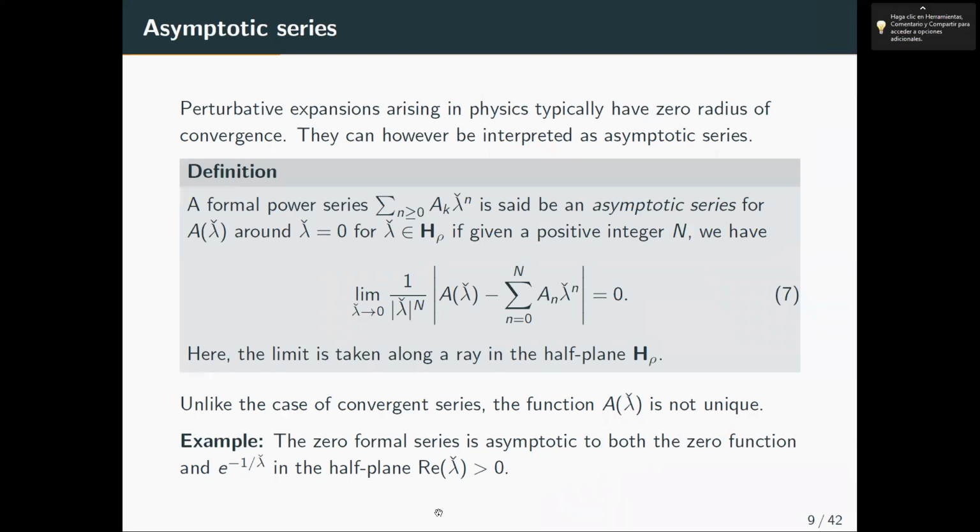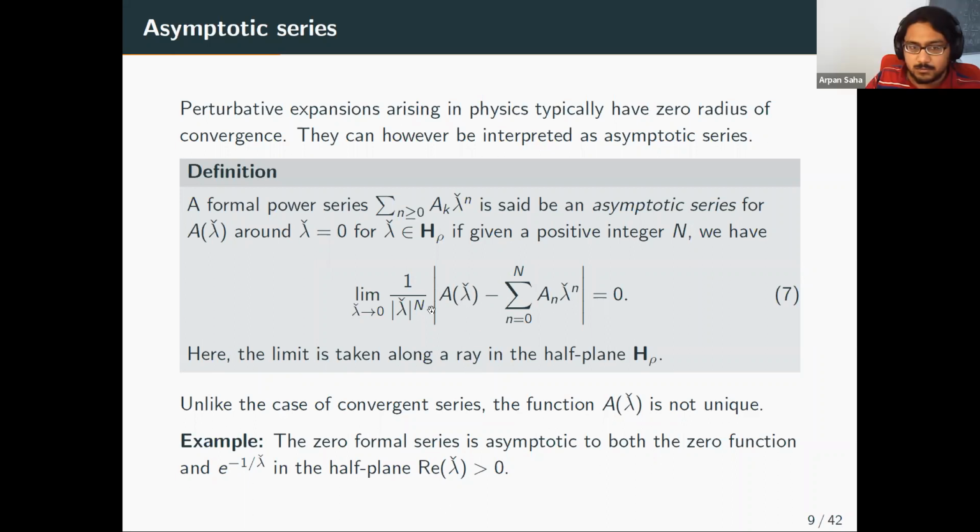And how is that related to the definition of resurgence? The way it factors into this definition is that the identically 0 formal power series, where all the a_n are 0, is an asymptotic series both for the 0 function as well as e to the power minus 1 by lambda. Arpan, I think the connection to resurgence would be clear if you move on.